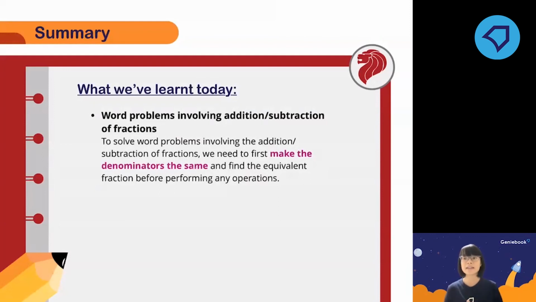And then finally, what do you need to do? Always give your answer in the what? I'm waiting for your answers, guys. Always give your answer in the simplest form. Simplest form means you need to divide the numerator and the denominator until you can no longer divide it anymore. Okay, guys?